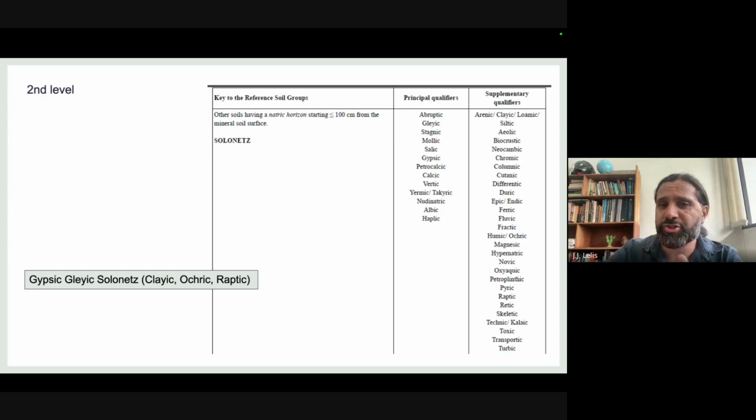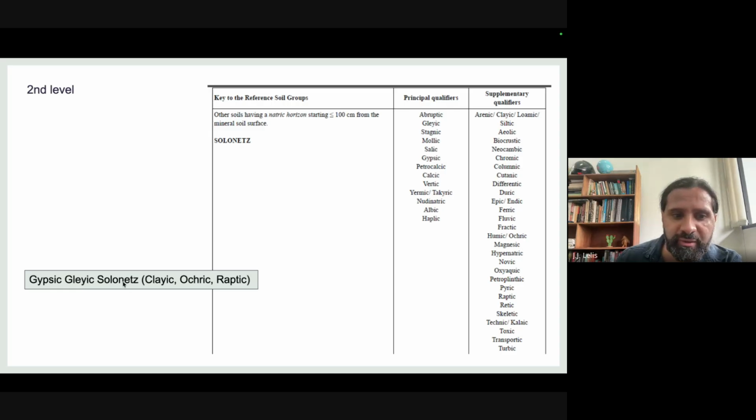And let me just show you how you can classify the soil. So we have the RSG, and to classify them, you just need to check the criteria for each RSG. Okay, great, this is quite easy. So let's see, for example, the Solonetz. The Solonetz are soils that don't fit the criteria for the previous RSGs, and they also have a natric horizon in the first 1 meter below the soil surface. So these are the Solonetz.